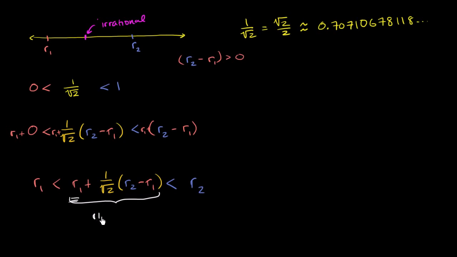You're saying, how can I be satisfied that this thing is irrational? Well, we've already seen: you take the product of an irrational and a rational, you get an irrational number. You take the sum of an irrational number and a rational number, you get an irrational number. So we've constructed an irrational number that's between these two rationals.